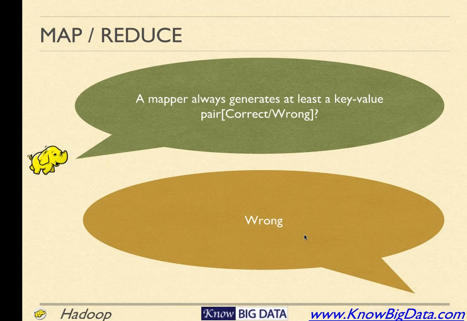Because let's say there is a particular line. It's up to the mapper whether it wants to spit out or give out the key and the value. Okay? Mapper can choose to give no key value pair at all. Say there is a line which contains only a single dot. And in our word count program, we are removing all the punctuation characters. Therefore, there is no point of giving out any word, right? Therefore, the answer is wrong.